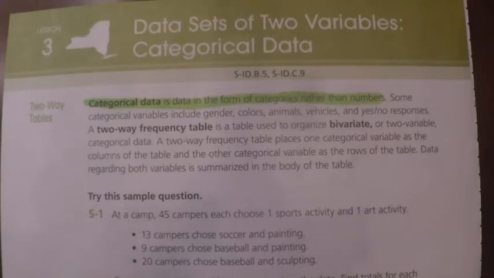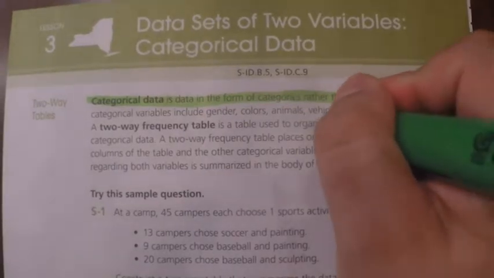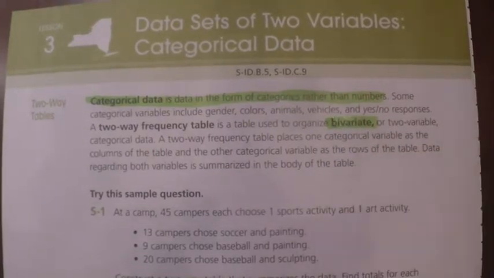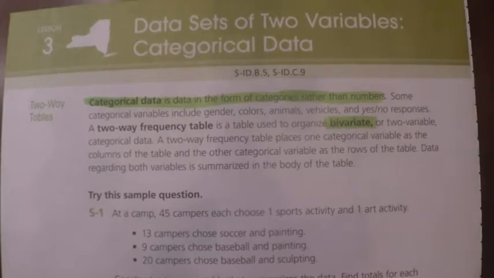So a two-way frequency table is a table used to organize bivariate. So when we see the word bivariate, bi meaning two, variate representing variable, or two variable categorical data. A two-way frequency table places one categorical variable as the columns of the table and the other categorical variable as the rows of the table. So data regarding both variables is summarized in the body of this table.